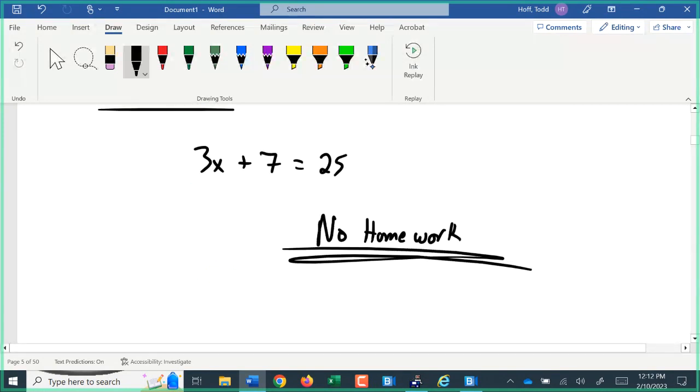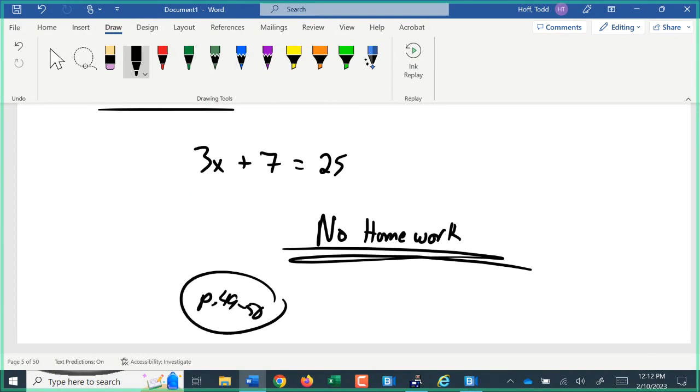I'll also make sure we give you the homework ahead of time. For Monday, just for Clayton, it's going to be page 49 through 50. Solving equations.